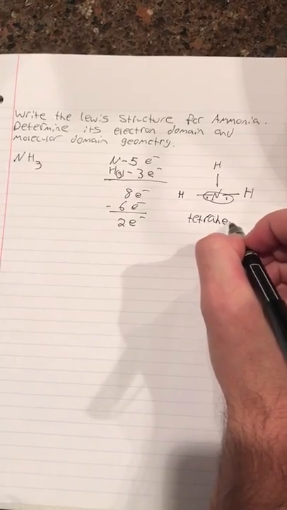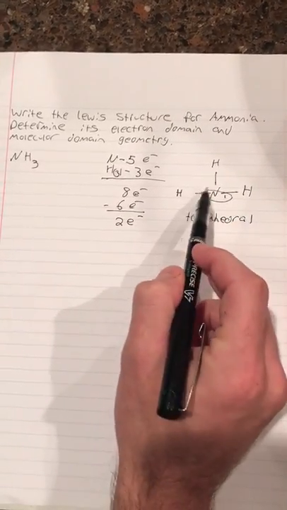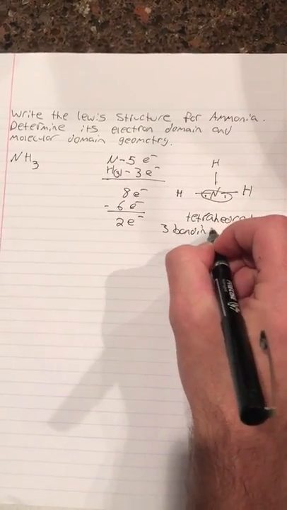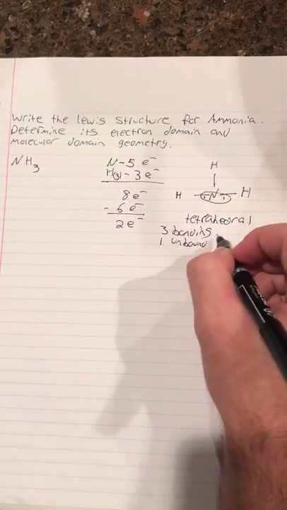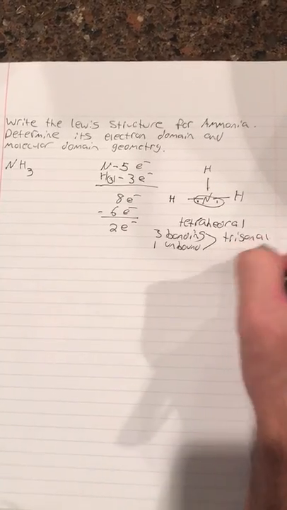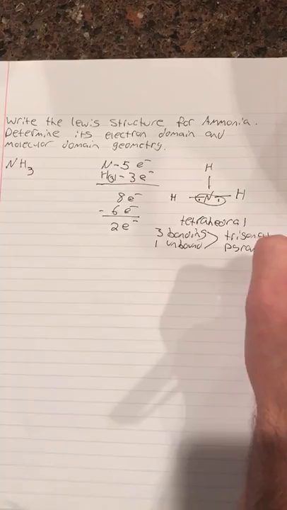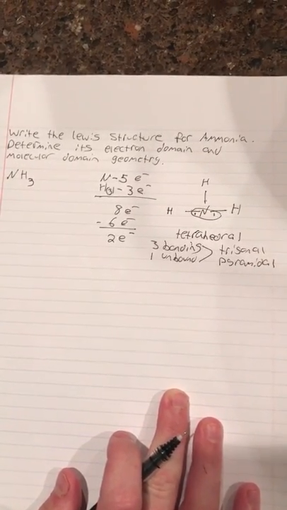And then to determine its molecular geometry domain, we know that it has 1, 2, 3 bonding and 1 unbound pair, and that's going to equal trigonal pyramidal, and that is the Lewis structure, electron domain, and molecular domain geometry for ammonia.